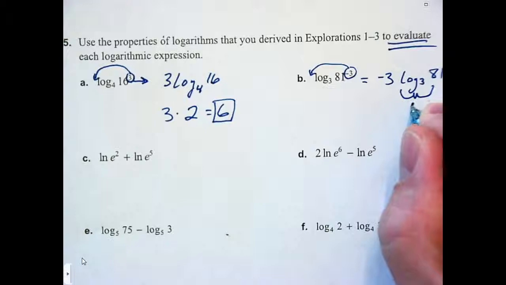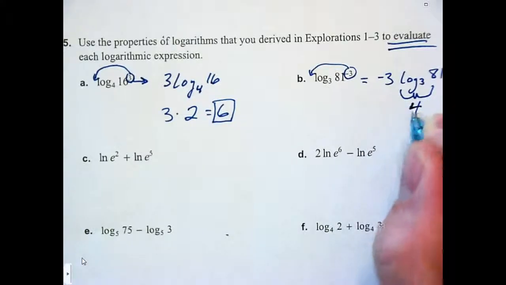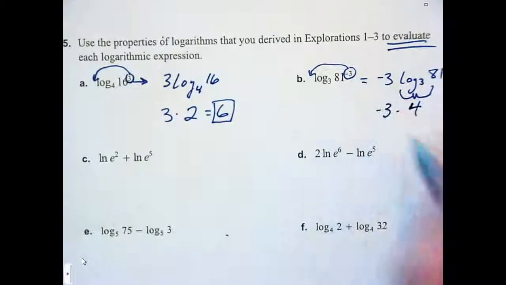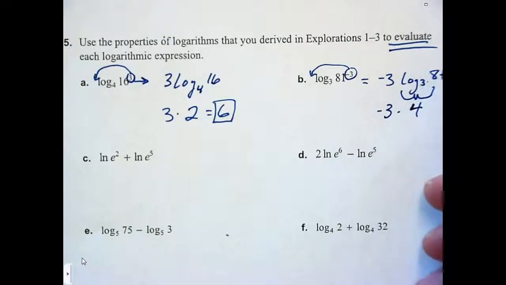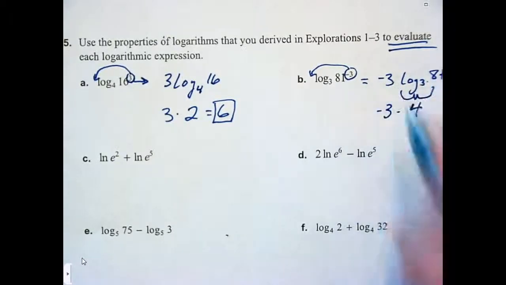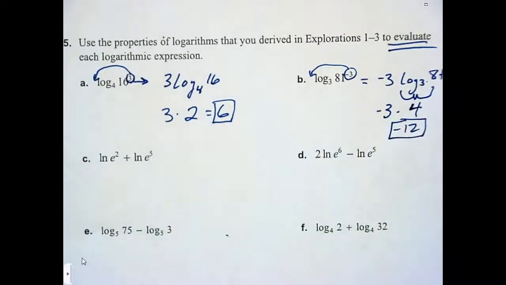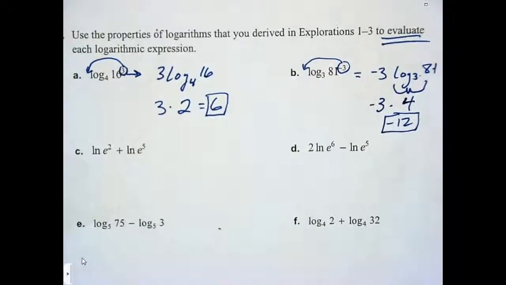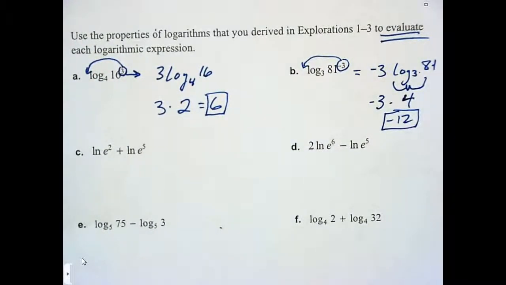What is that? 4. Matt? No. Just go 3 to what power is 81? 4. And times negative 3 is negative 12. Okay. Okay, tell your neighbor, well, first, any questions on A and B? What property are we going to use on C? Tell your neighbor. Okay, once you know, go ahead and rewrite it.